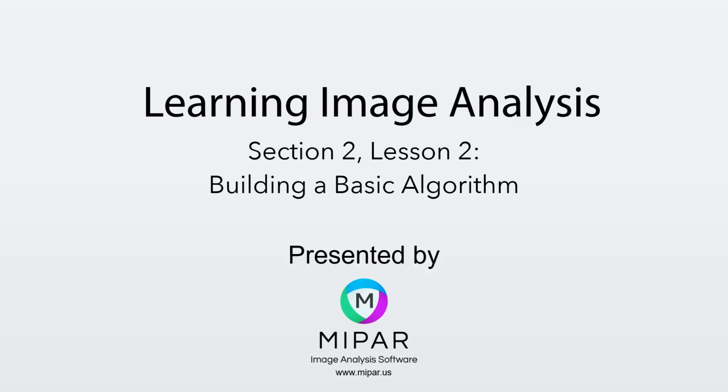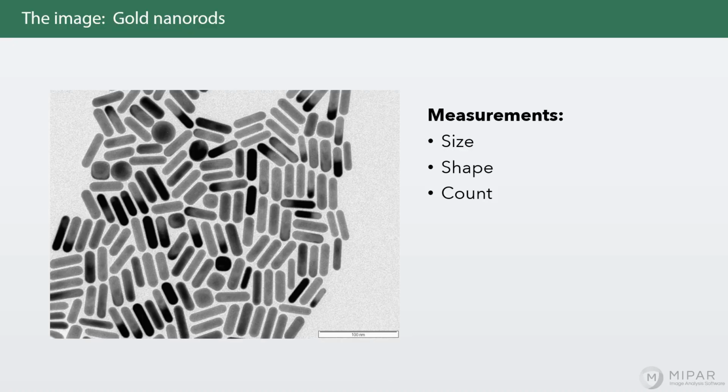In this lesson, we'll be building our first algorithm to analyze a fairly simple image. That image is displayed here. It's a scanning electron microscope image of some gold nanorods. So once we've found all these nanorods on the screen, we're going to count them and we'll measure the size and shape of them all.